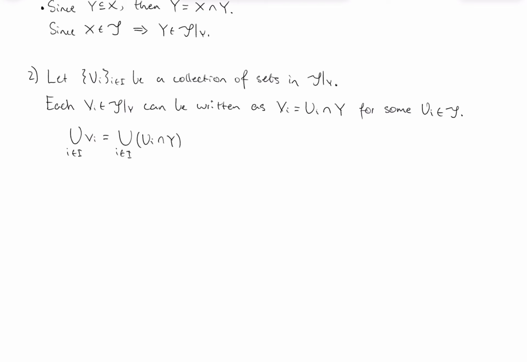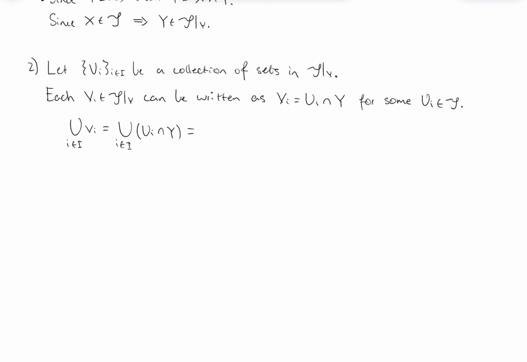And when we're in this form, we're just going to use some standard results of set theory, some set operations. We get that when you take the union of these intersections, you could take the union of just that bit and then intersect that with the set Y. So this would equal the union of the Ui's, intersecting that whole thing with the set Y.